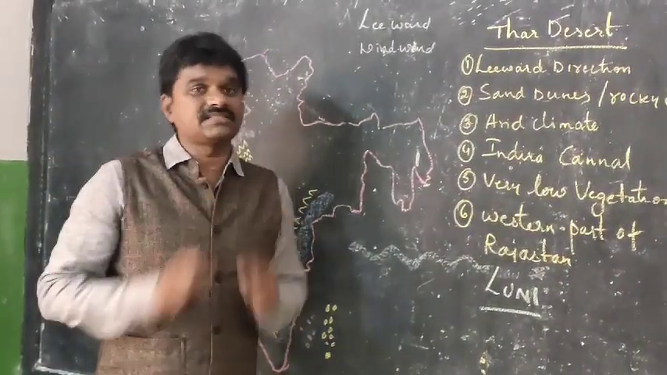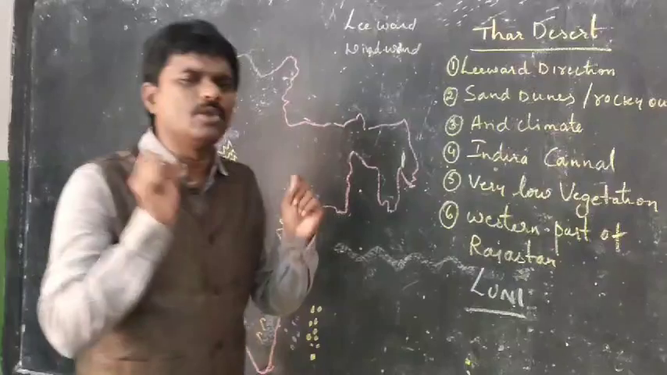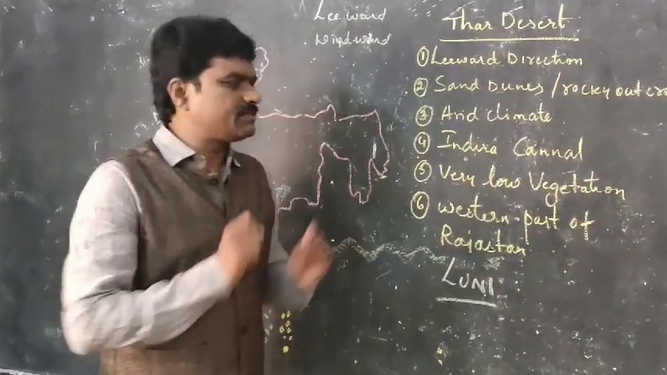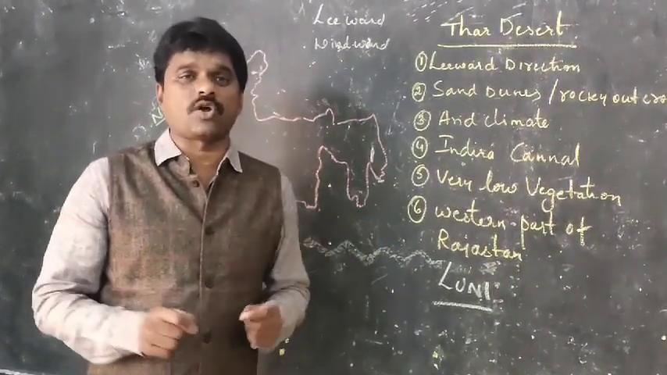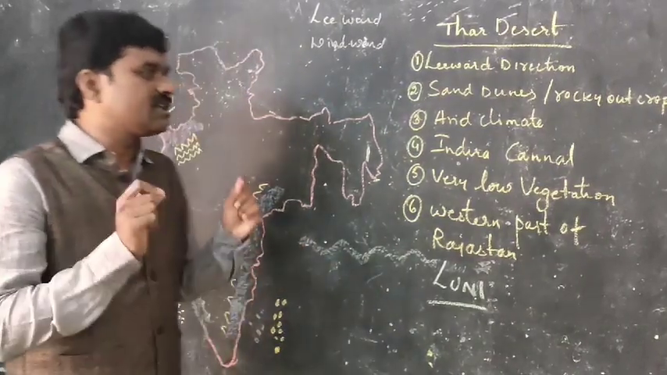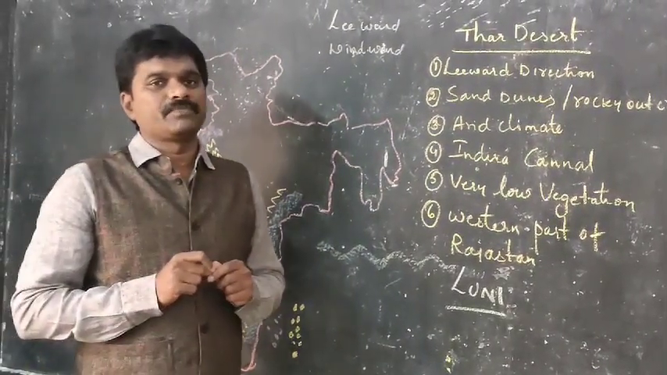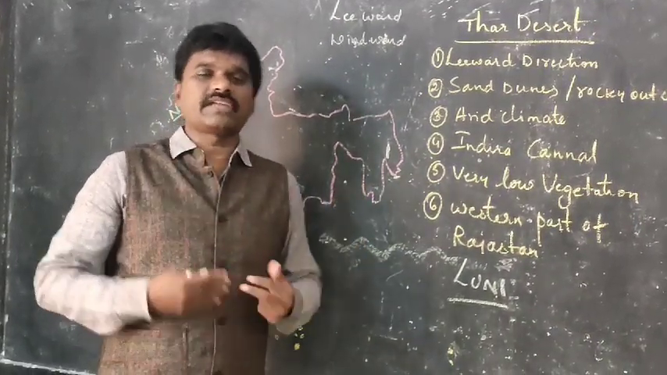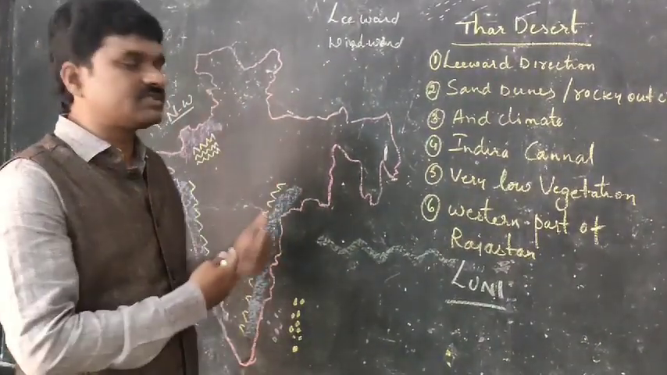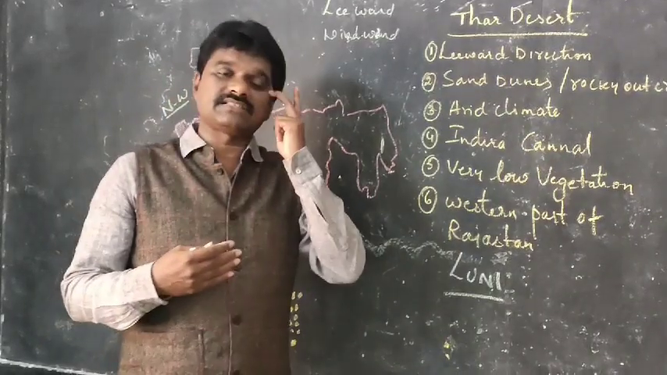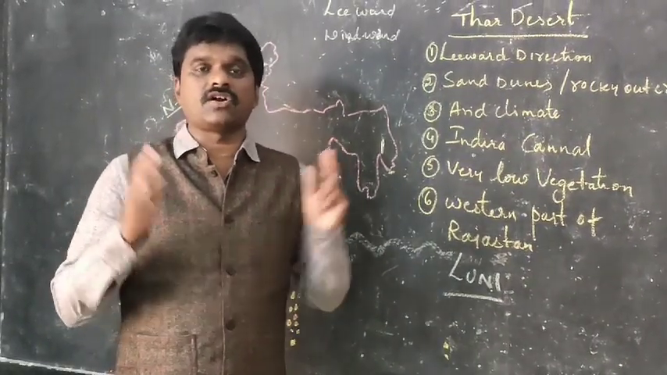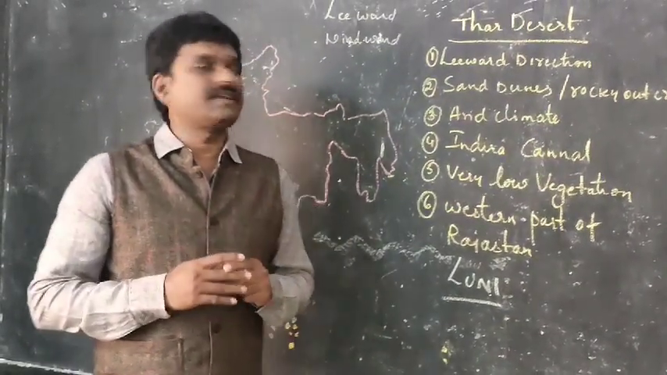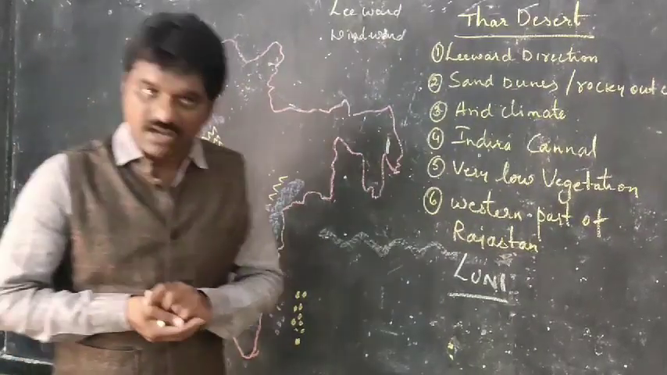And even in this Thar Desert there is very low vegetation. You know what is meant by vegetation? The trees and the crops. Very low vegetation you can find in this. And in Indira Canal, you come across the longest canal in India, which serves the agricultural part in western Rajasthan, and that is the longest canal you can find in the Thar Desert, that is Indira Canal.